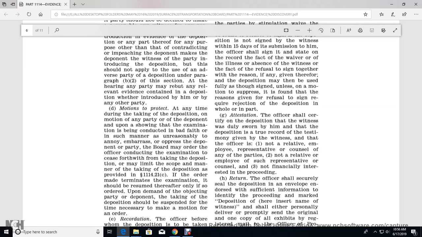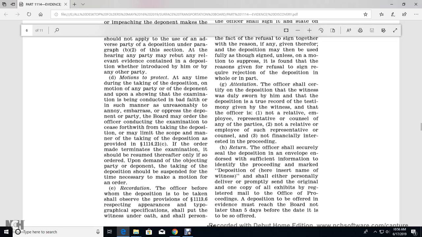In the order made determining the examination, it should be resumed thereafter only as so ordered. Depending upon the objection of the party or deponent, the taking of the deposition should be suspended for the time necessary to make a motion for the order.